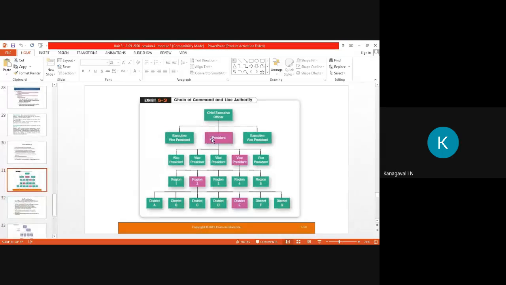Then see this diagram for the chain of command and line authority. CEO of the particular organization. After that, these are the next level of authorized people, president and executive vice president, and see that this president has a number of divisional vice presidents, then region wise classification. After that, project group classification. Here, the region is again classified into district wise representation. The district is again classified into a number of places, right?